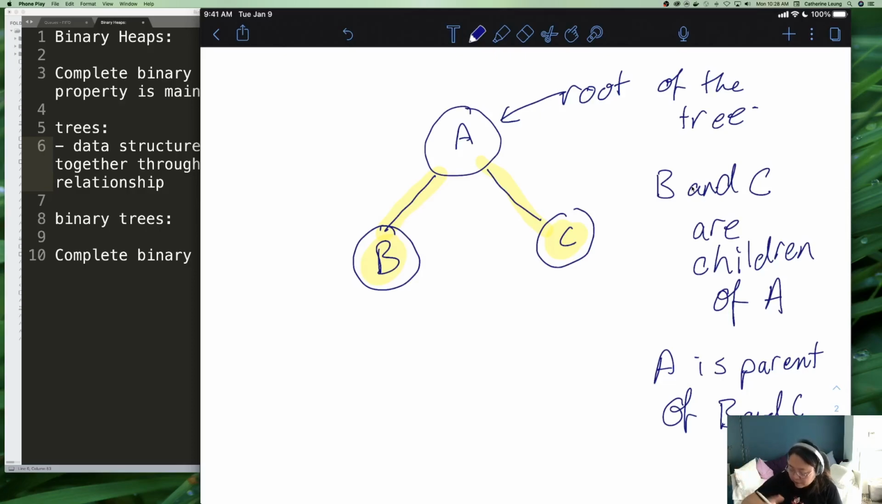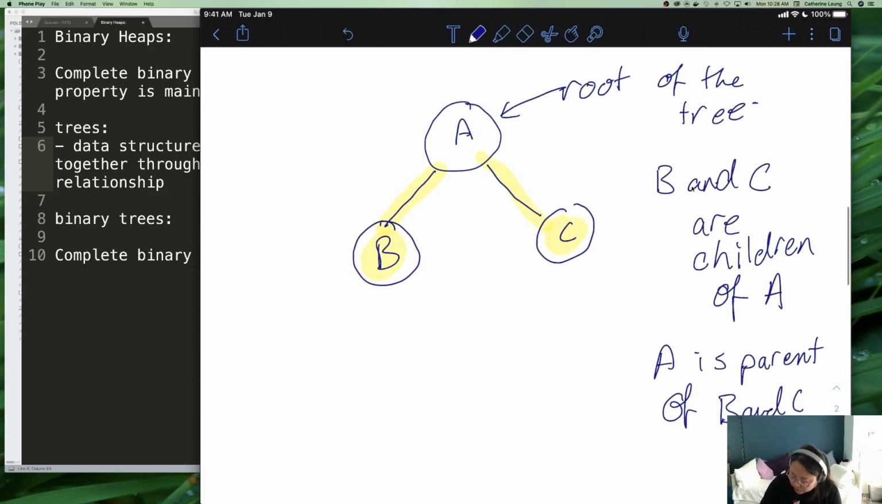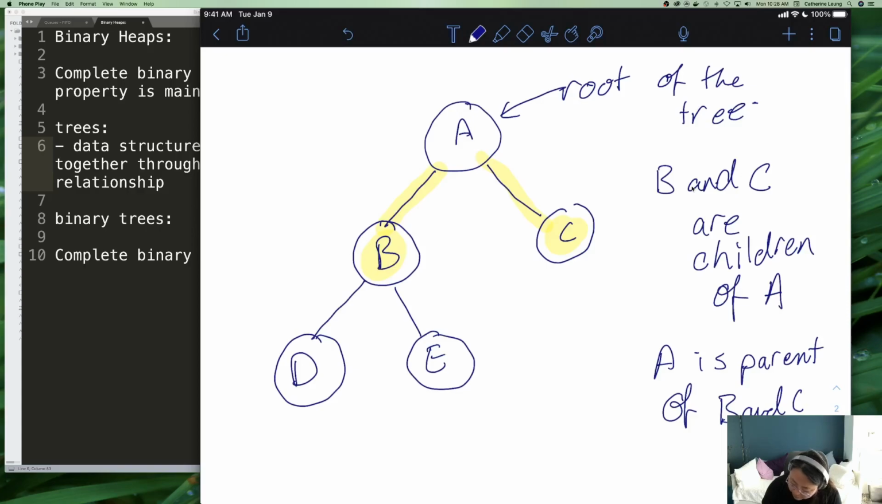So if there's a direct link, then you have a parent-child relationship. This is sort of like a family tree, right? You have your ancestors, and then your great grandparents and your grandparents and so on. Same idea. So you have A, B, C. Now, children can also have their own children. In this case, D and E. They can have multiple. They can also only have one child.